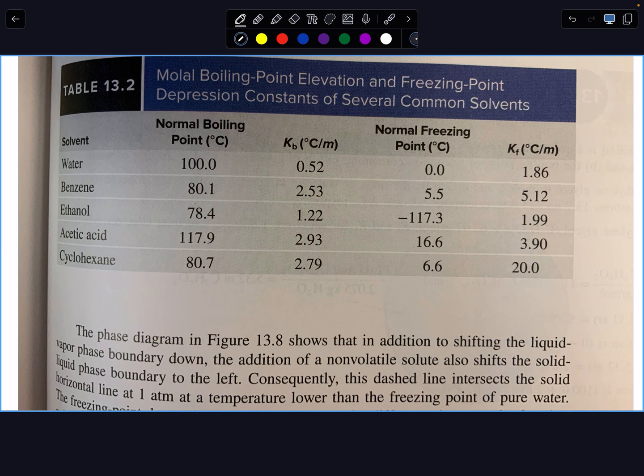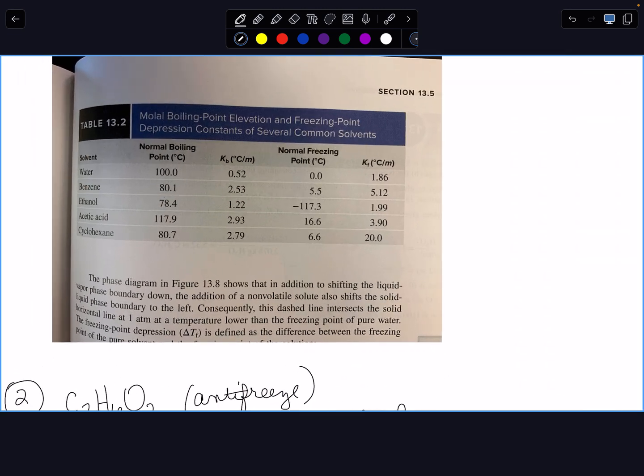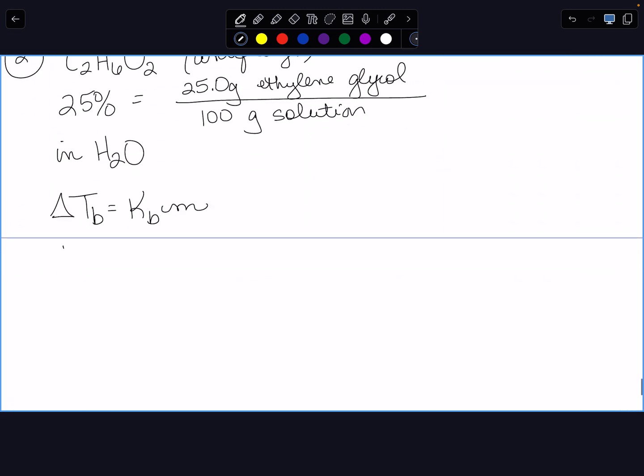You said 0.52? How do you know which one to use? Water. Yes, it says it's in water. So you were right, 0.52 is your KB. You have to look it up based on your solvent. The units are degrees Celsius per molality. I don't know if I left the table up there long enough, but those are the units.